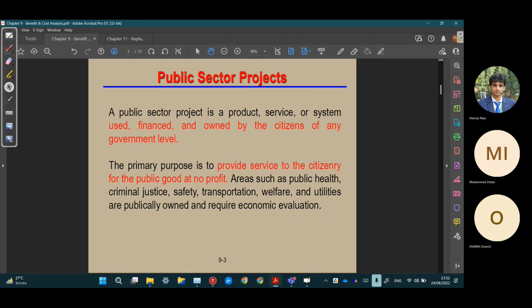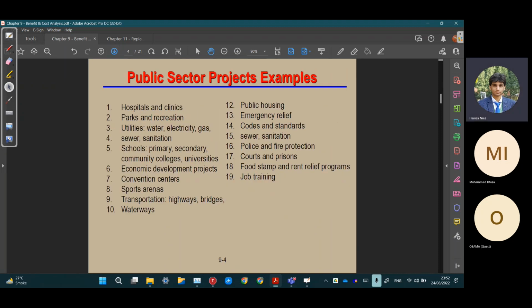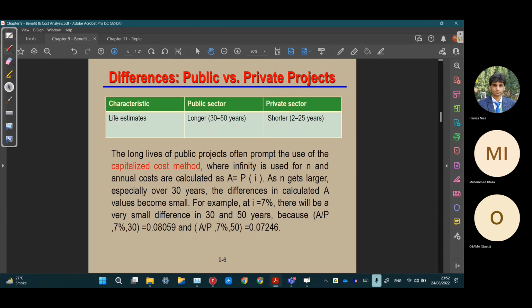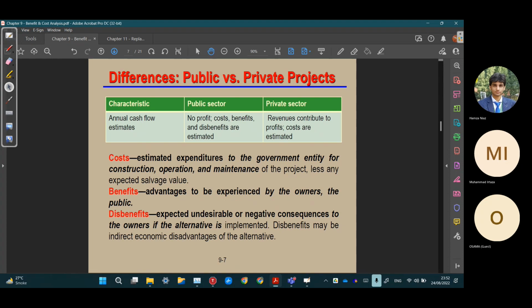So if we look at this, we are saying the same thing. All these are public projects, so the investment is large. The costs are expected expenditures. They do not need to be in terms of money.